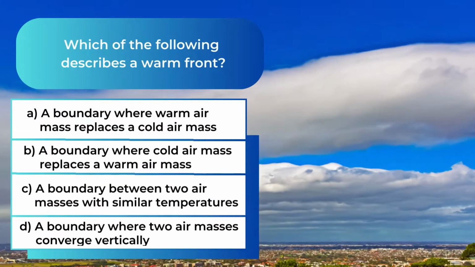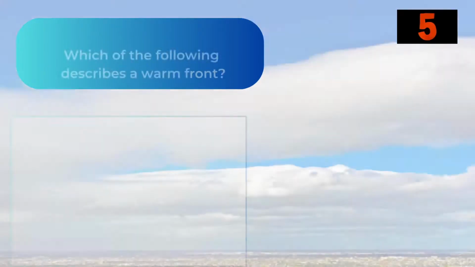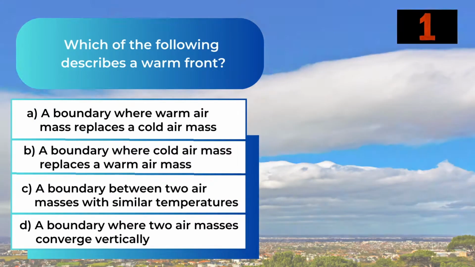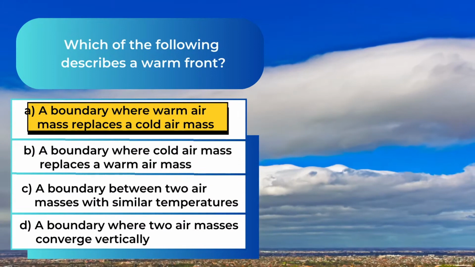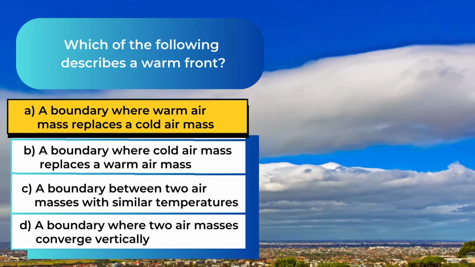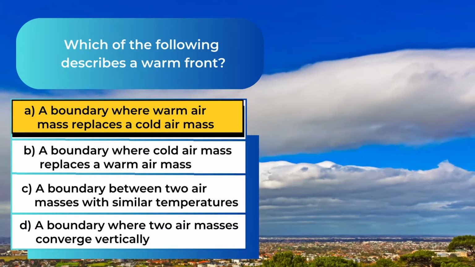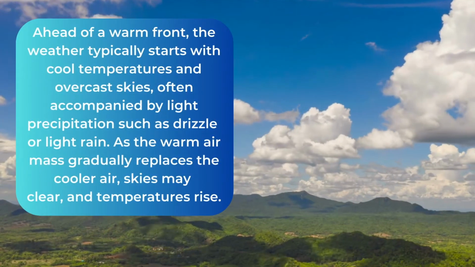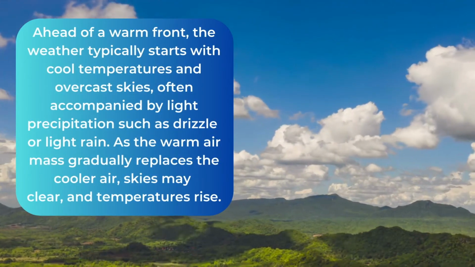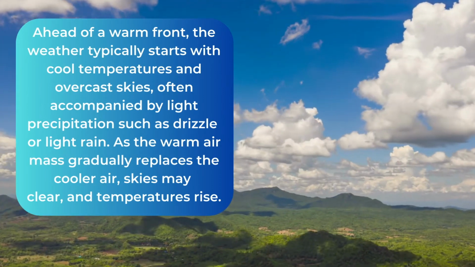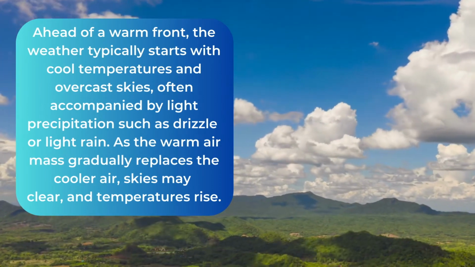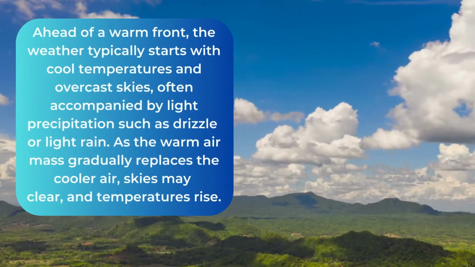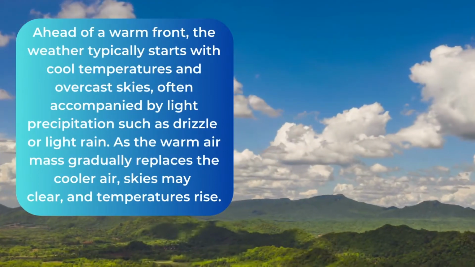Which of the following describes a warm front? The answer is A. A boundary where warm air mass replaces a cold air mass. Ahead of a warm front, the weather typically starts with cool temperatures and overcast skies, often accompanied by light precipitation such as drizzle or light rain. As the warm air mass gradually replaces the cooler air, skies may clear and temperatures rise.